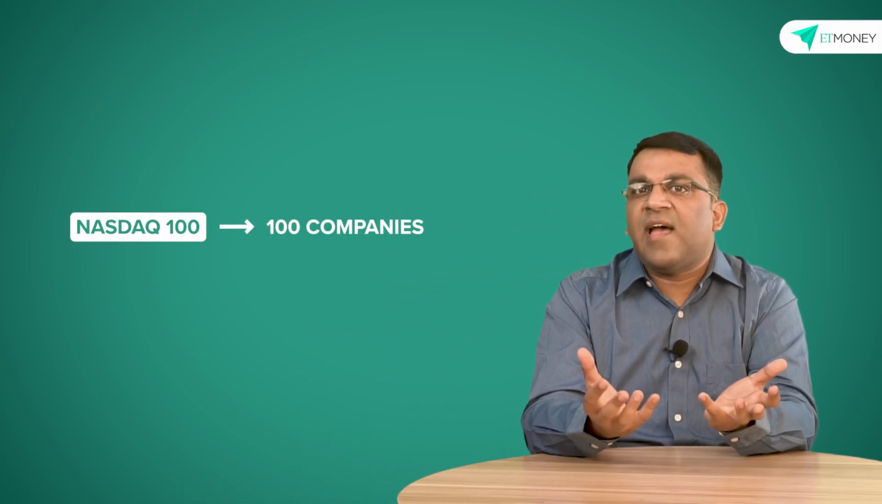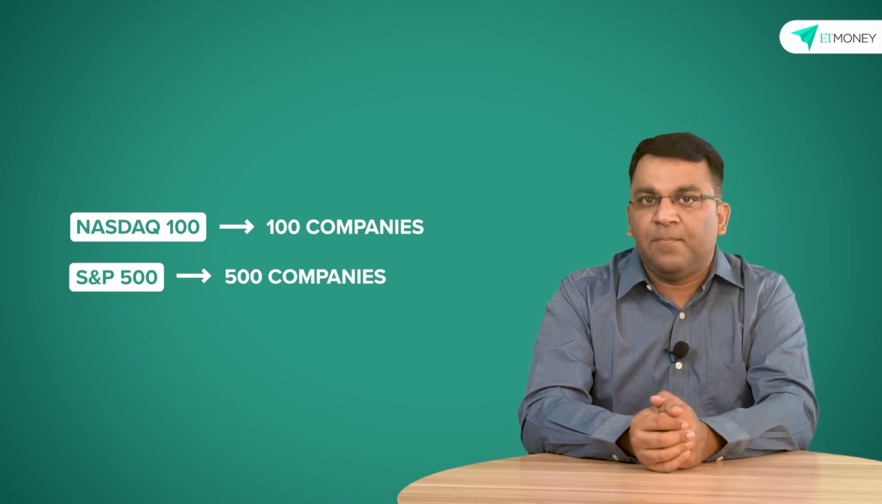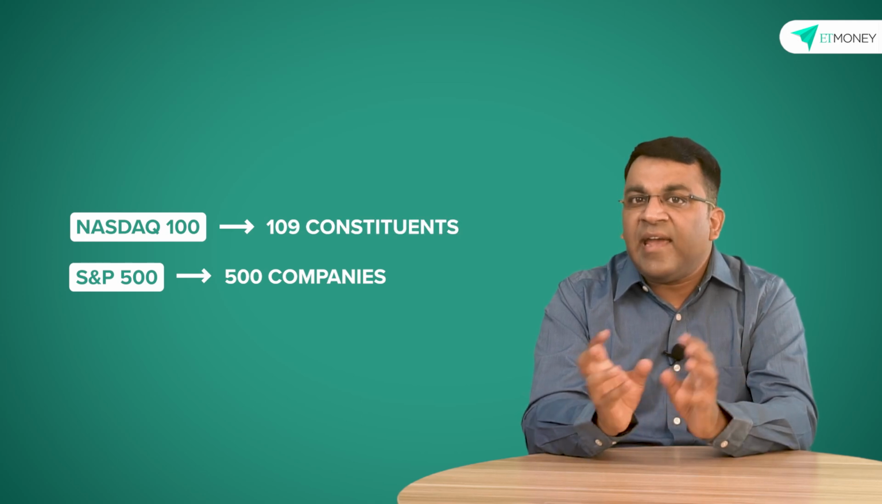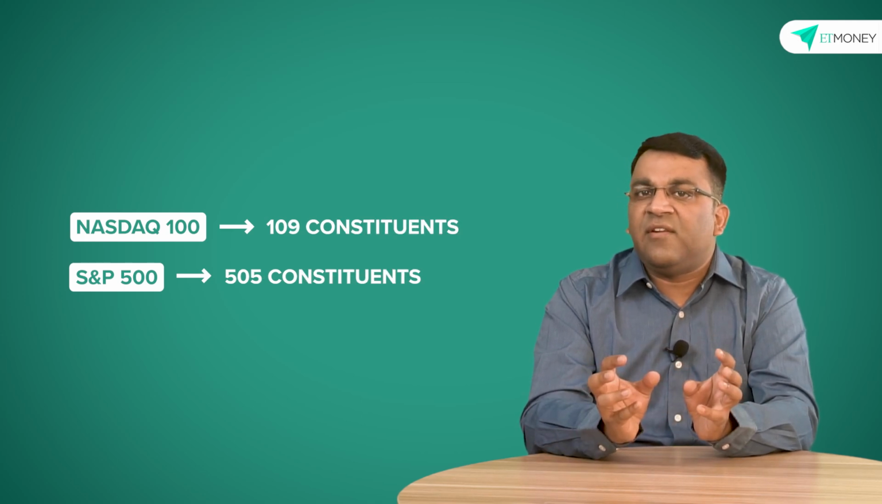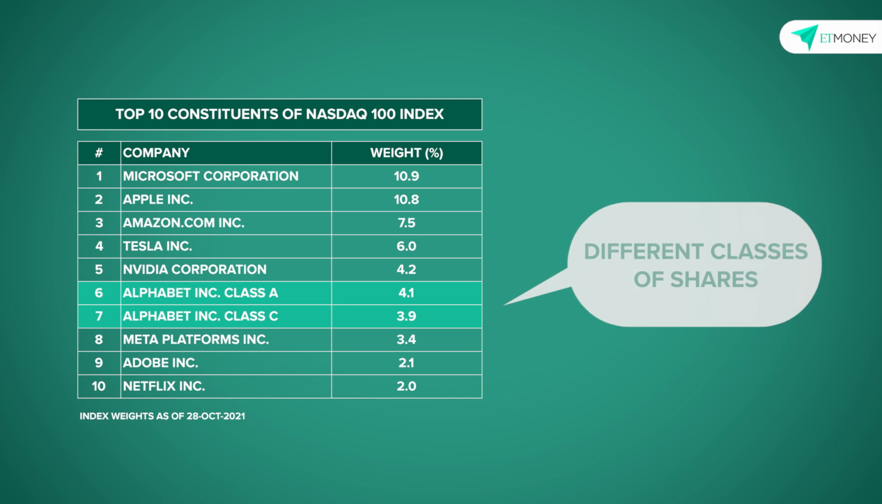Let's recap some of the differences between the Nasdaq 100 and S&P 500 based on what we have learned so far. Firstly, and this is like super obvious, the Nasdaq 100 has 100 companies, while the S&P 500 has 500 of them. As a matter of fact, technically, the Nasdaq 100 has 109 constituents and the S&P 500 has 505 components in it. These extra 9s and 5s are on account of a few companies having multiple classes of shares, but net there are 100 and 500 companies respectively.